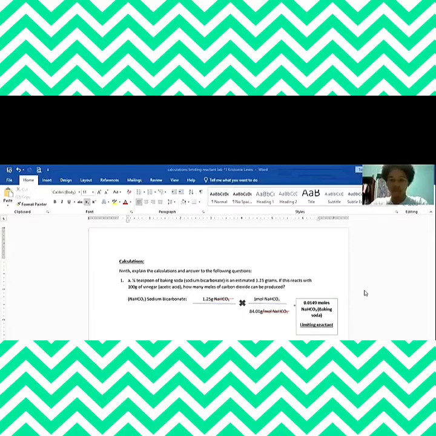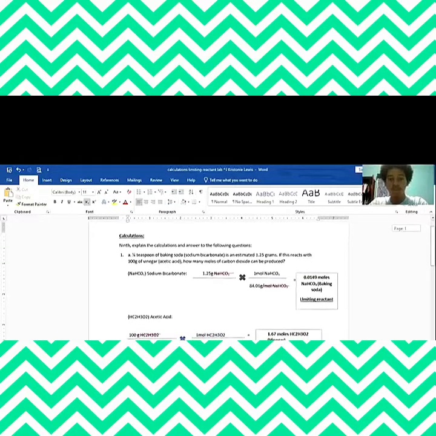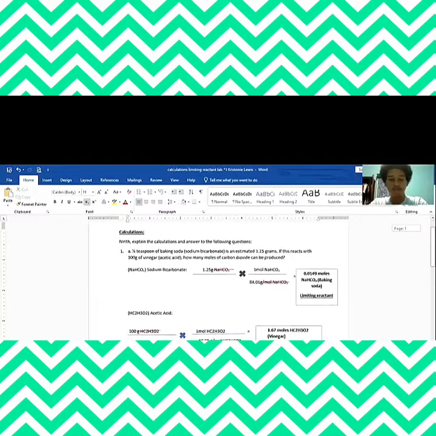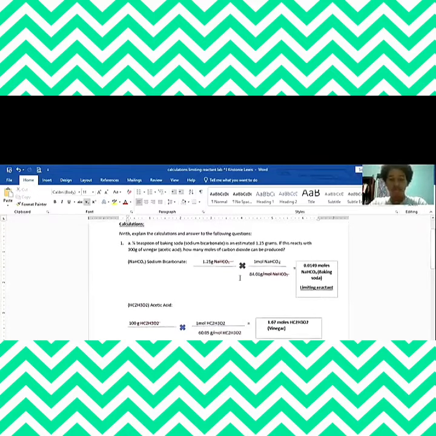Now I will explain the calculations. So first we have 1/4 teaspoon of baking soda, which is an estimated 1.25 grams. If this reacts with 100 grams of vinegar, how many moles of carbon dioxide can be produced? So first we have to set up the dimensional analysis.